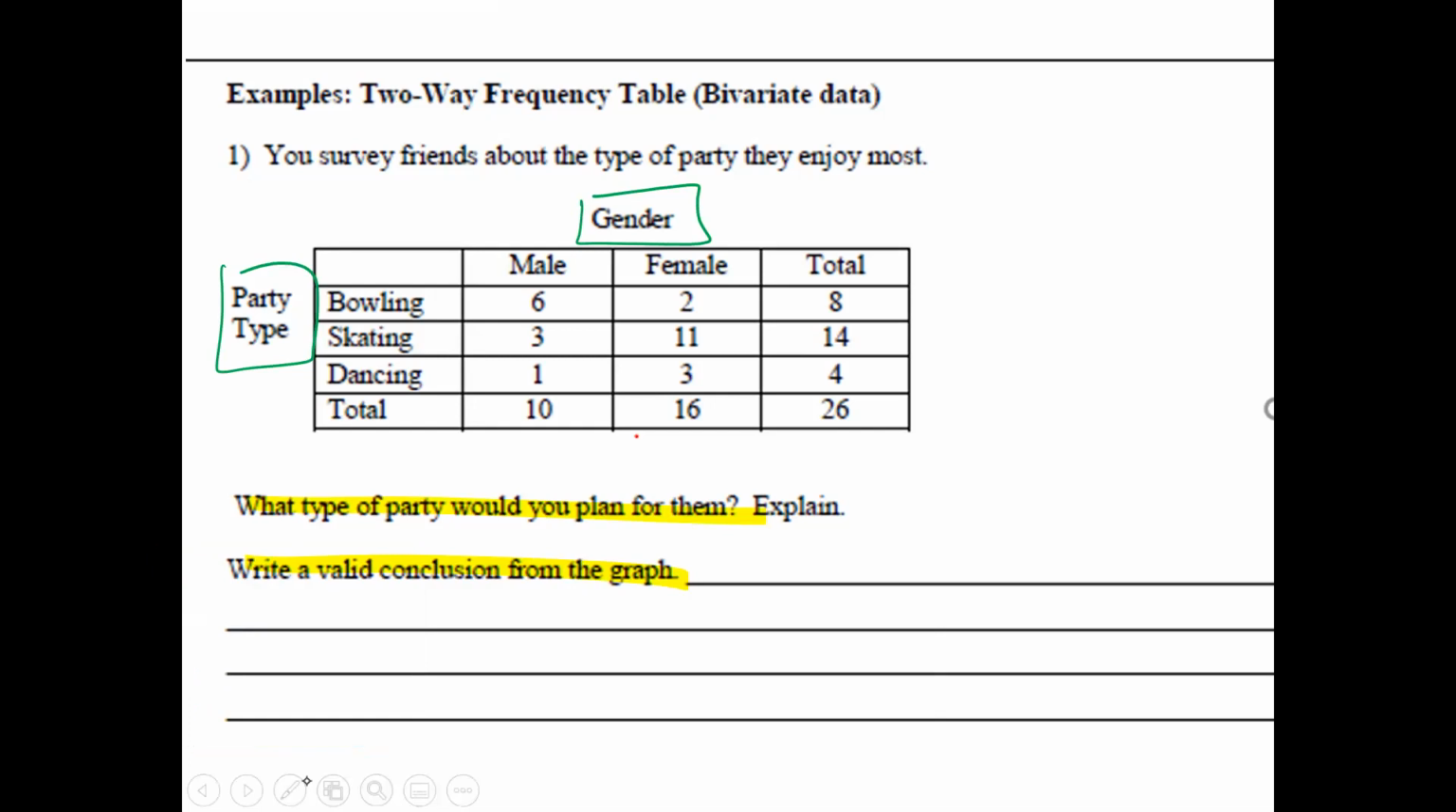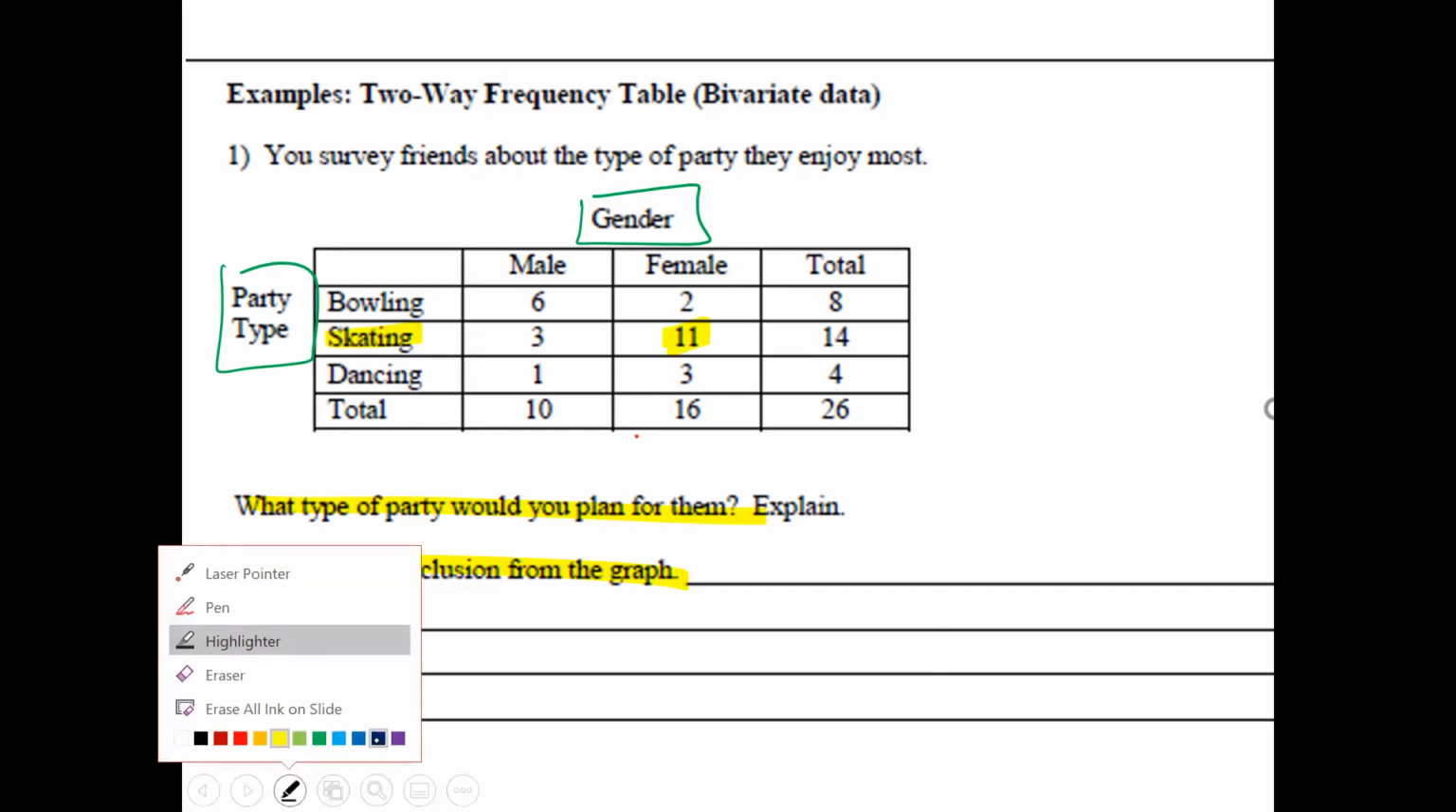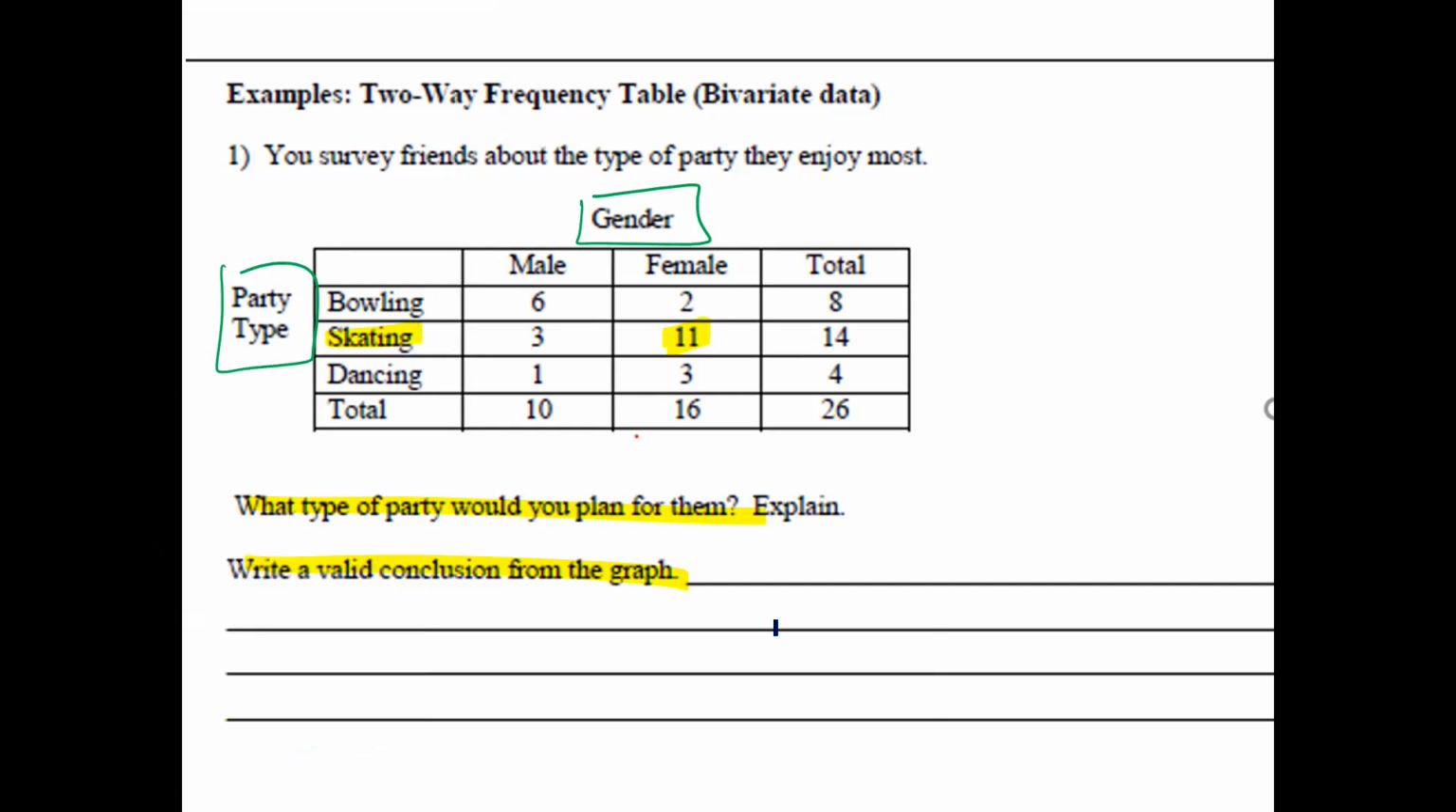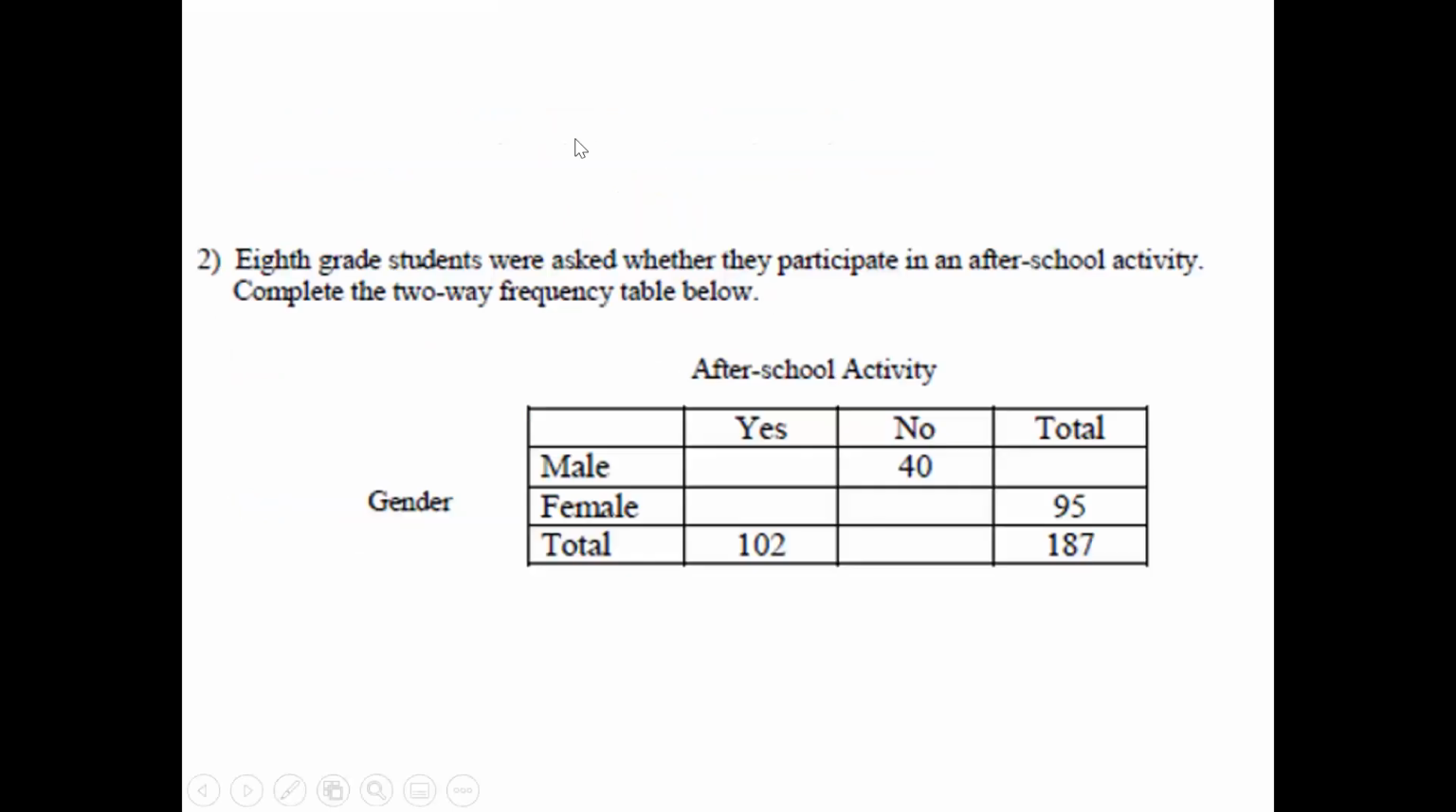All right, so as I'm looking at this, it seems that more girls like skating because there are 11 of them that prefer to go skating. Boys, on the other hand, prefer bowling. So if I'm just simply looking at the numbers, I would say boys prefer bowling, girls prefer skating, but overall, there are more people that prefer skating than there are of bowling. However, you do have people that least prefer dancing. So that's kind of how I would explain it.